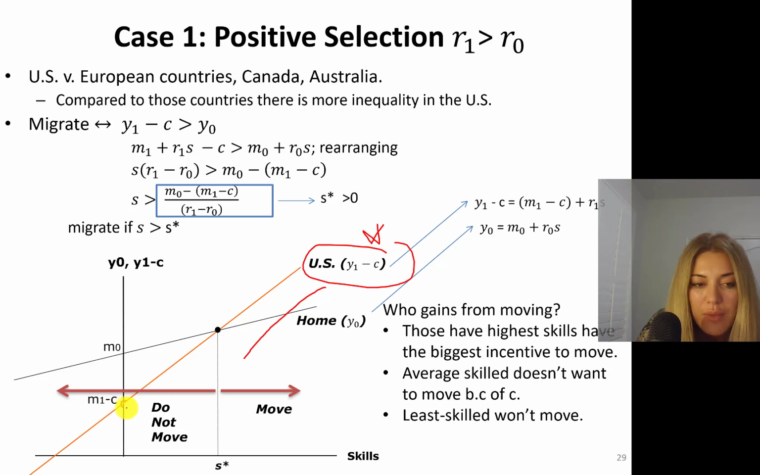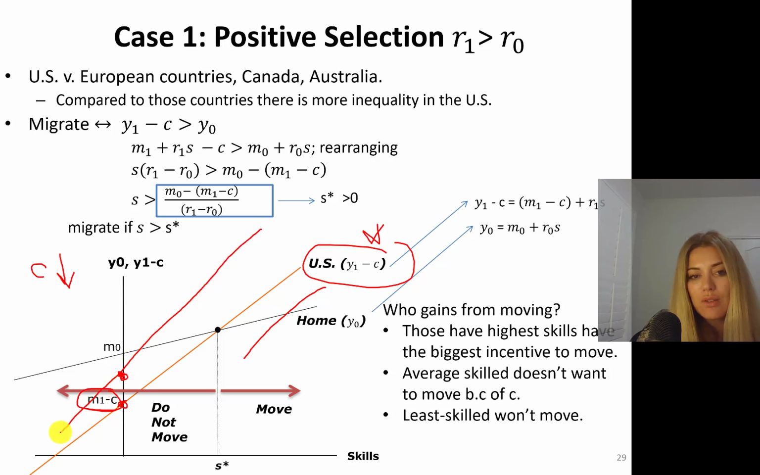Hold on, C goes down, right? M0 minus C goes down. So C goes down. Immigration is less costly. This thing is going to go up, M1 minus C. So this US return curve, this red one, is going to shift up here, right? Because Y1 minus C is growing. And S star moves here.